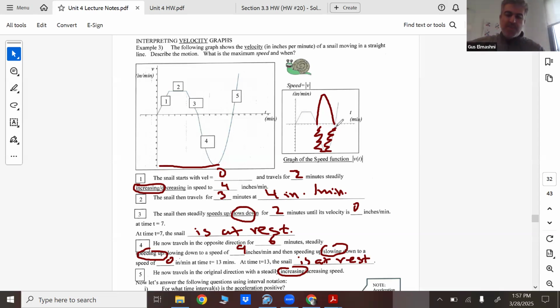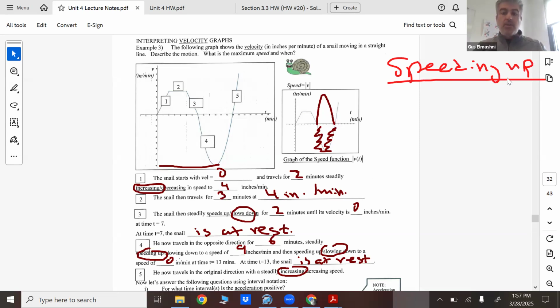I'm going to write this off to the margins, and then we'll fill out the stuff down below. This is very important. No, it's the same graph, it's just using absolute value.